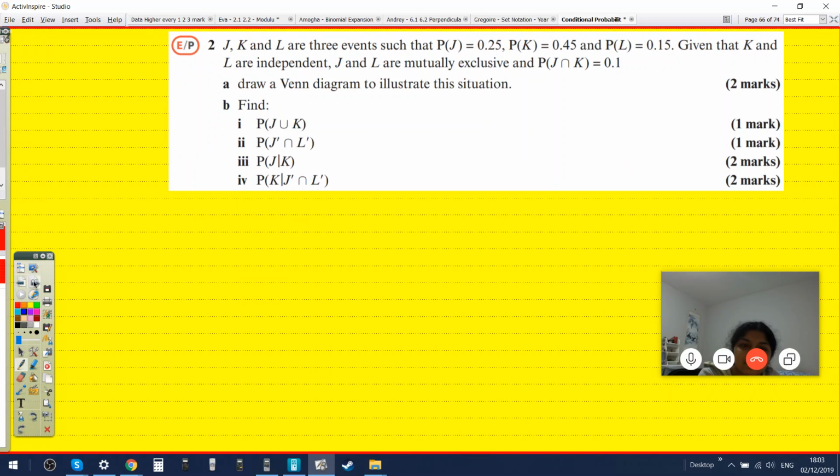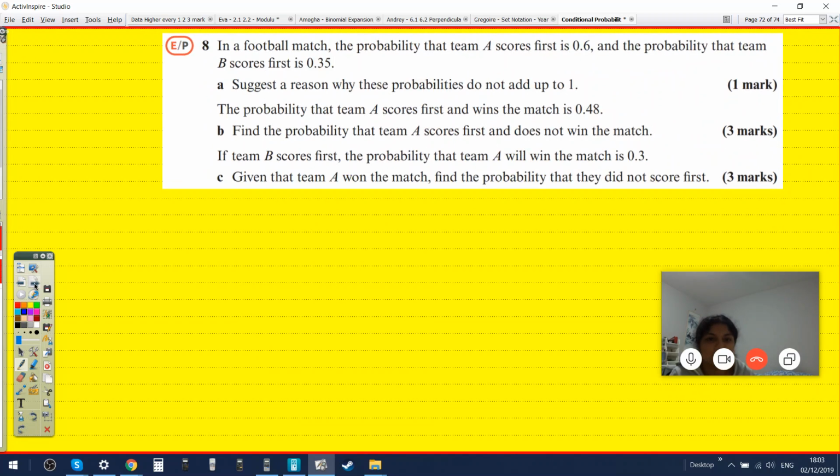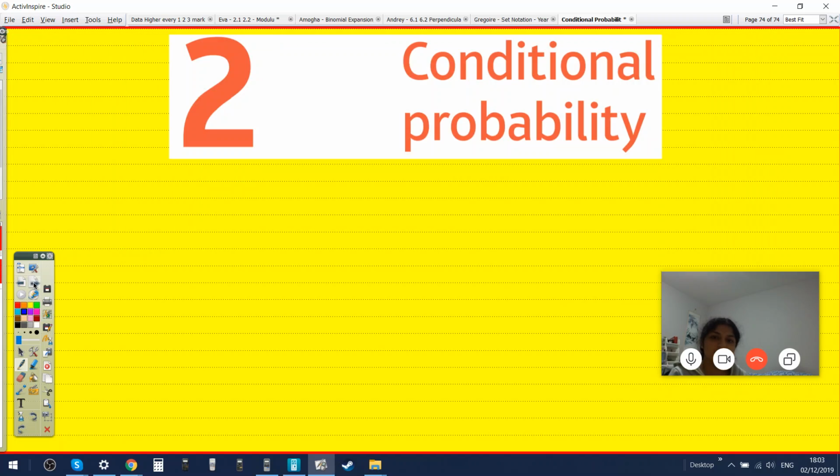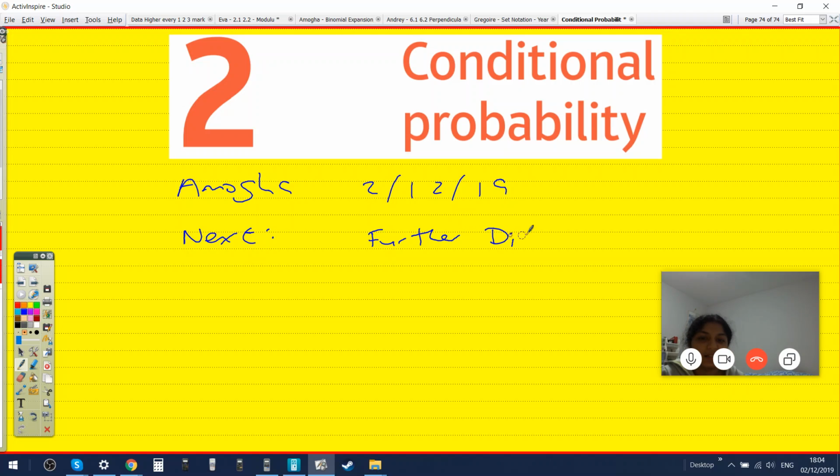So any topic in particular? That was the end of conditional probability, anyway. Anything in particular you want to do next time? Not really. Okay. Well, you can let me know, or I can pick one. Any questions for me in general? I guess we could do further differentiation, like trig and e and ln, because we just did it, but we spent one lesson on it. E to the x, trig, etc.